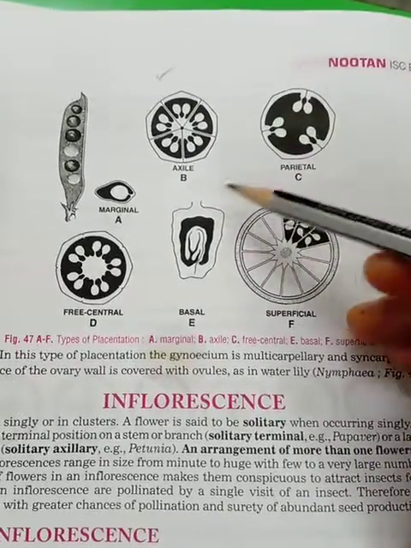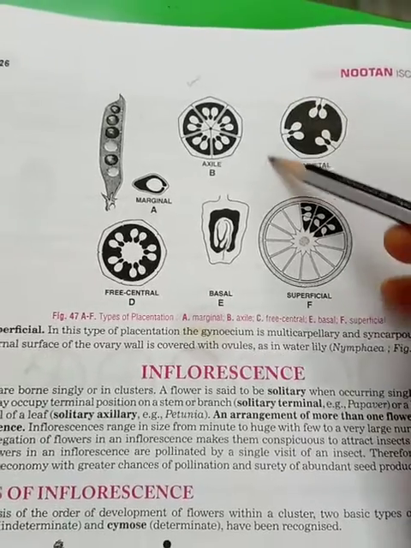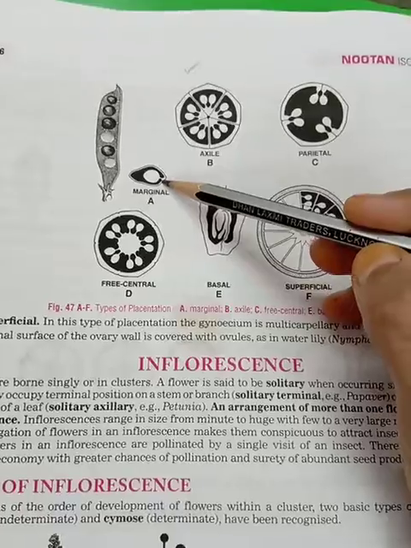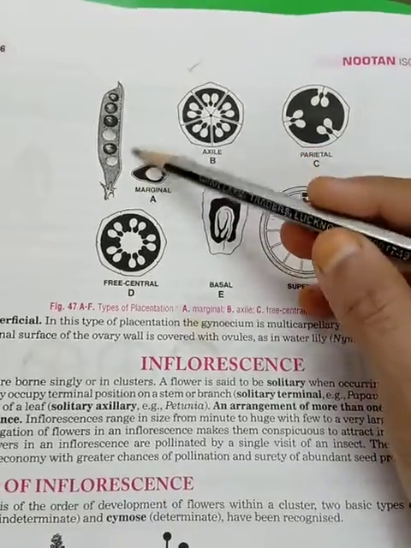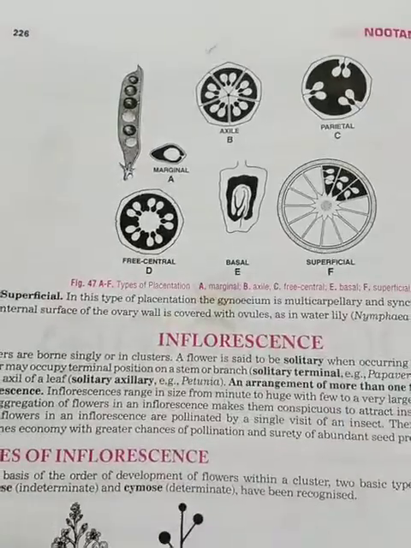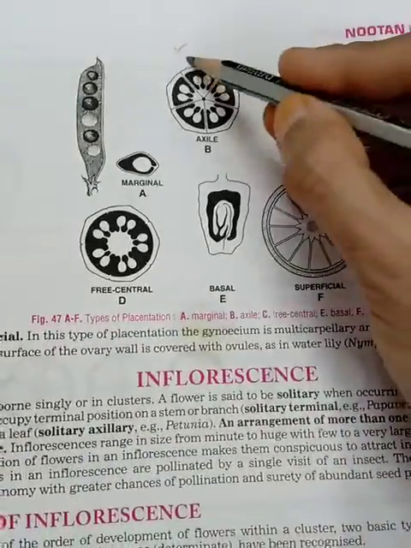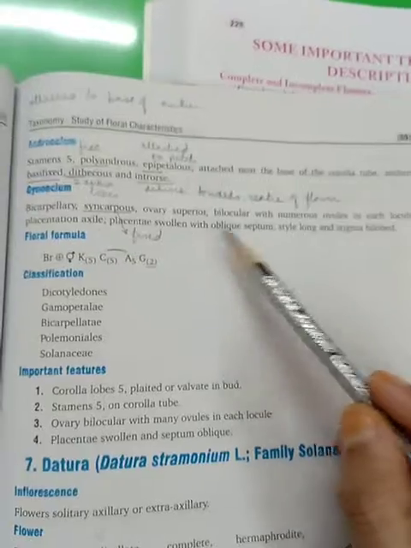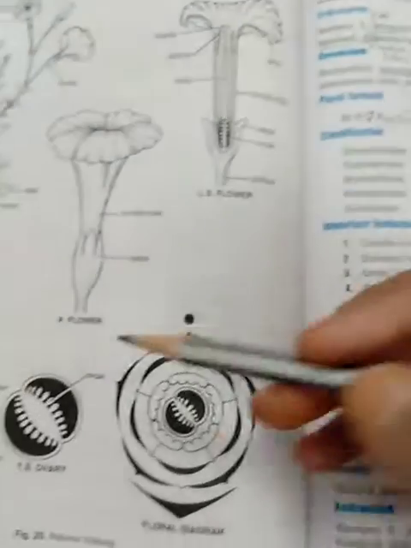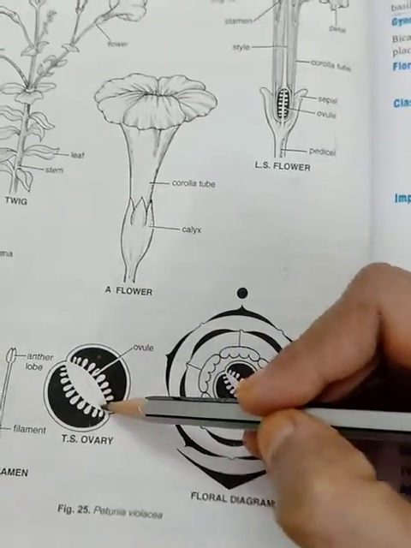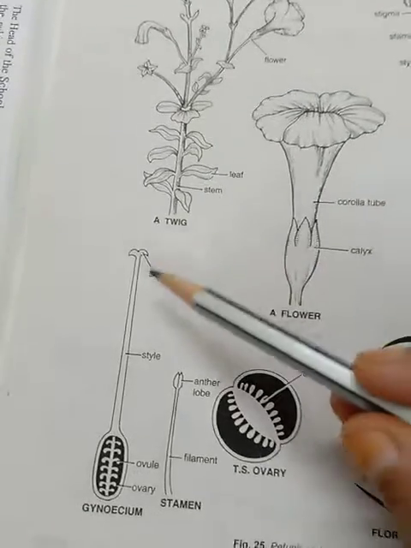If it is attached to the edges like this, to the wall of ovary, something like this, what we call as parietal. This is called as marginal, as seen in sweet pea, the legume, and here the free central. So today's is here axile placentation for gynoecium. Then placenta swollen with oblique septum. Look at the partition, children. This is oblique or slightly tilted. Style is long and stigma is bifid.